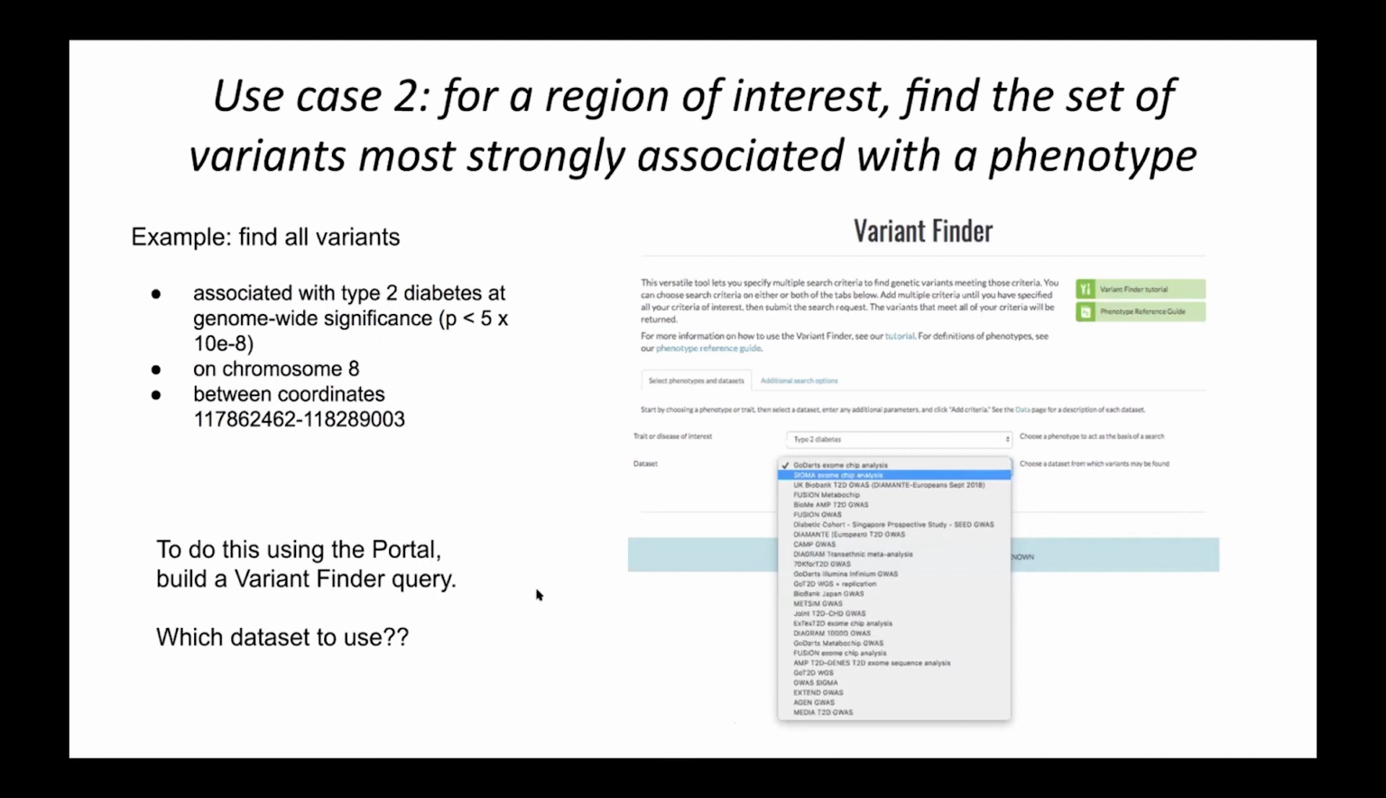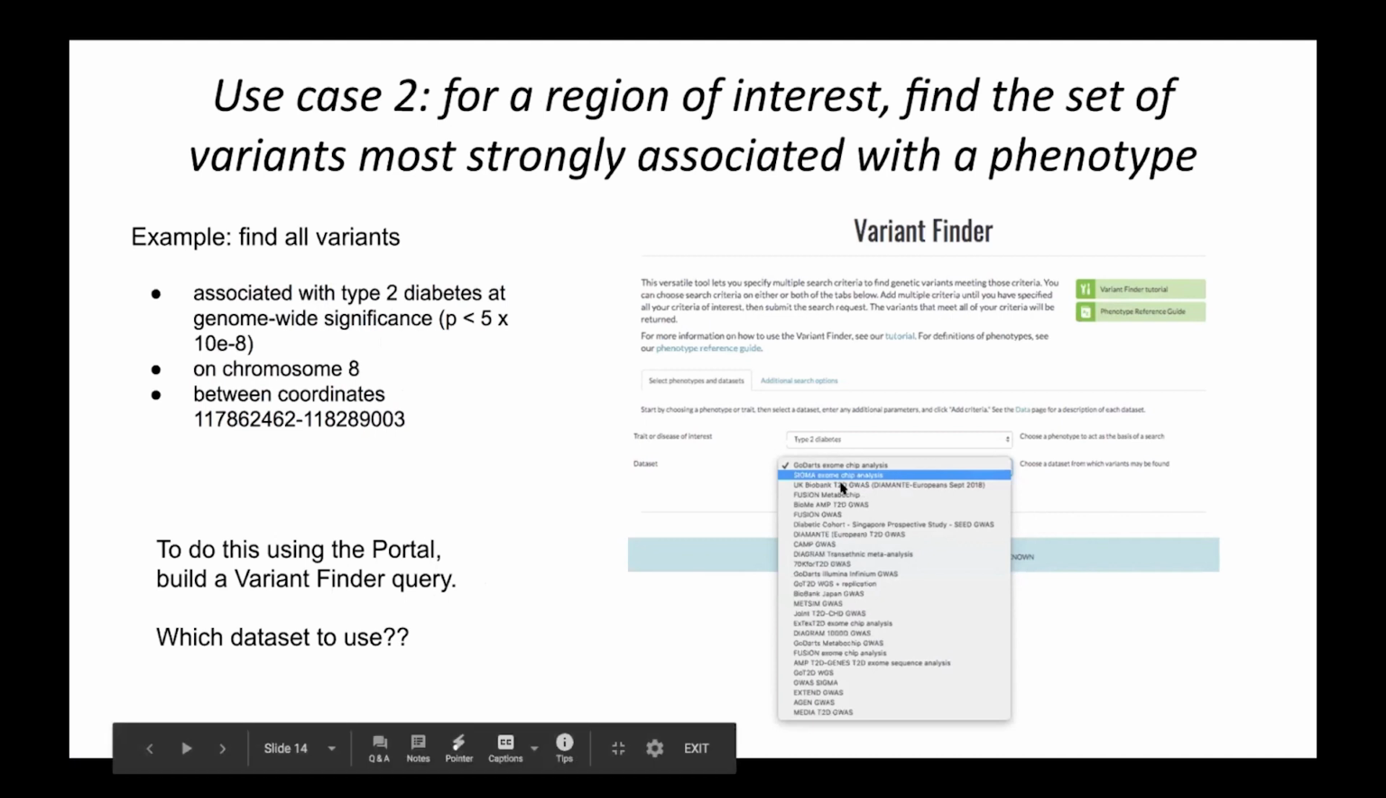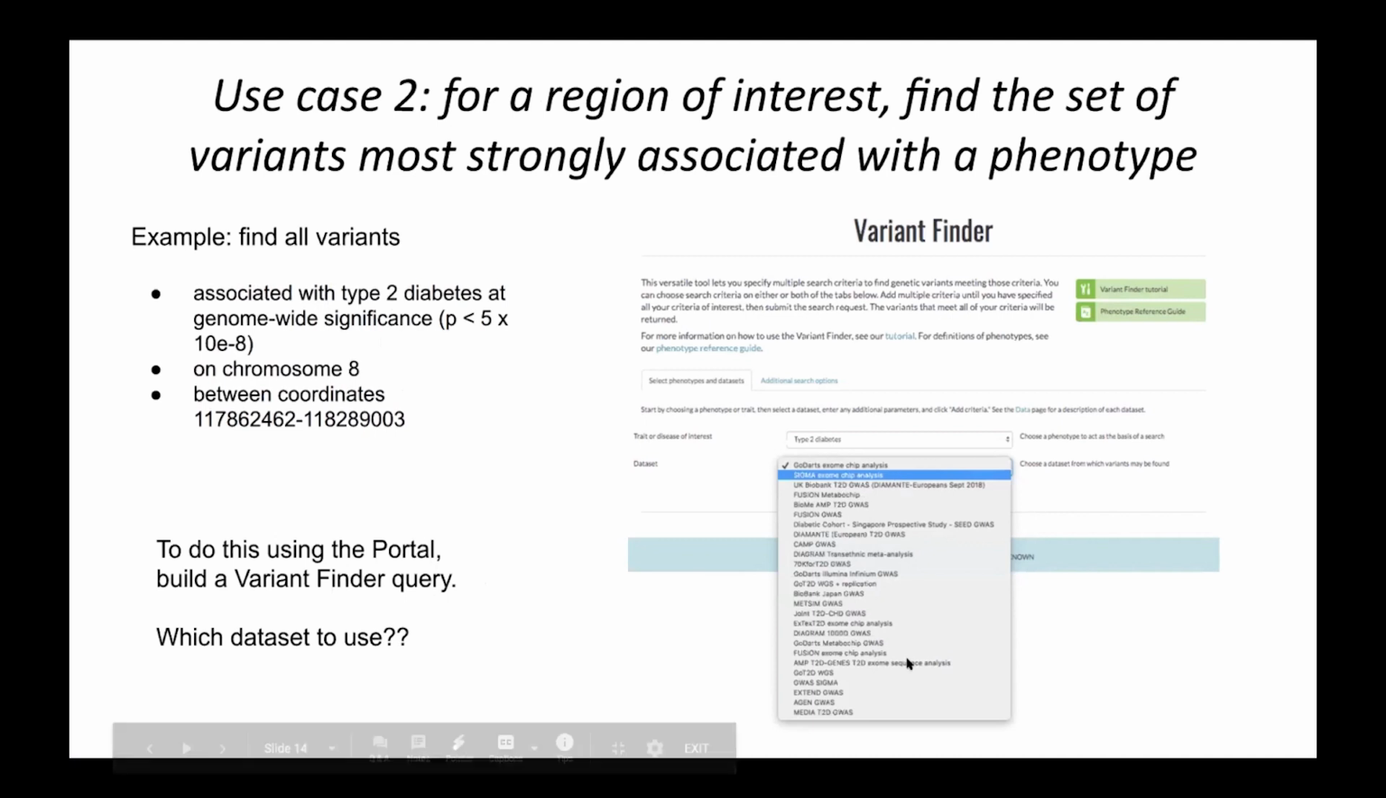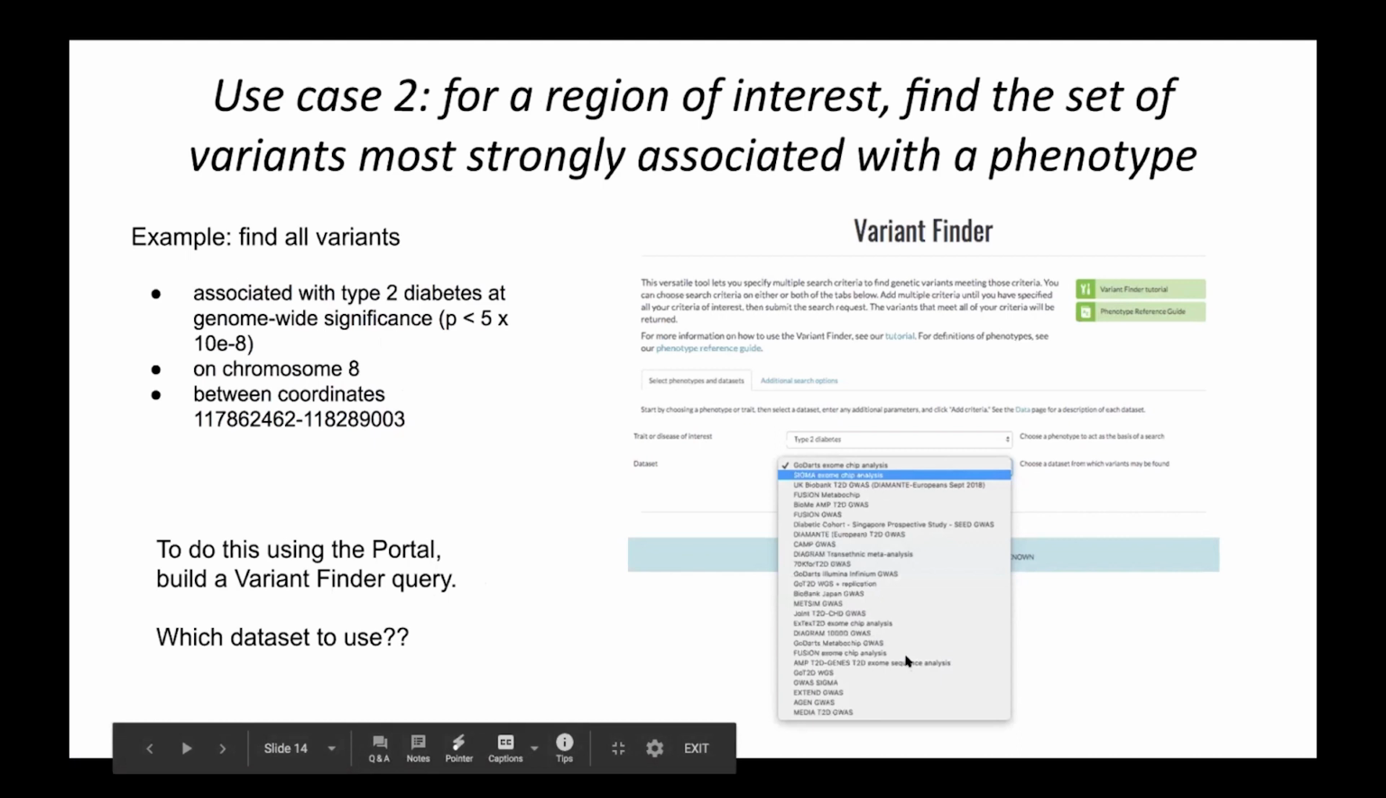But one of the first things you see when you go to the variant finder is that you have to choose a data set. Especially for type 2 diabetes, we have many, many data sets. Well, how do you know which one to use? That's not entirely obvious, and we've heard from users that it can be confusing. They don't know which one to pick. We do document the data sets in the data page, so it's possible to figure out which one might be the best for your purposes.